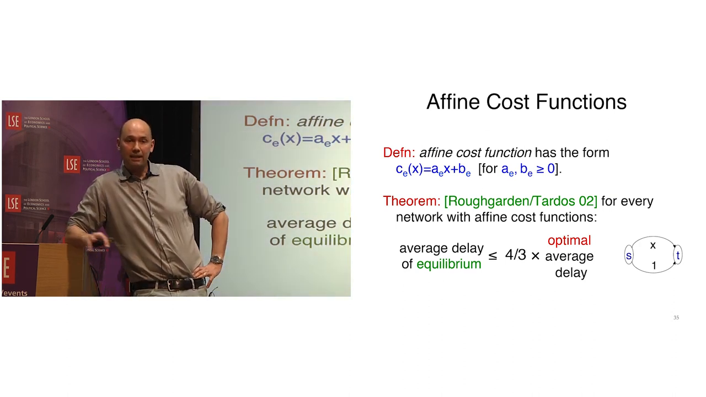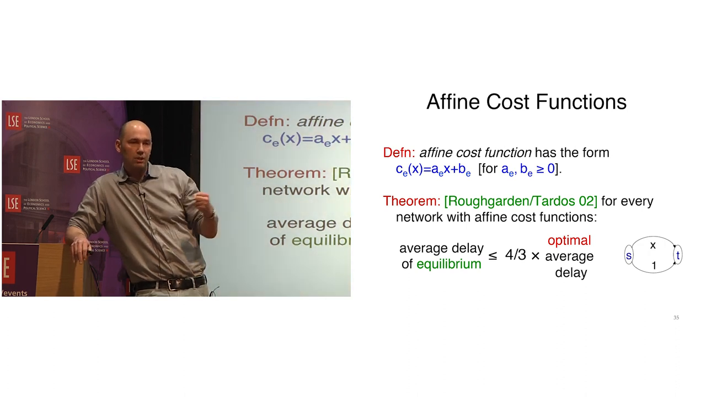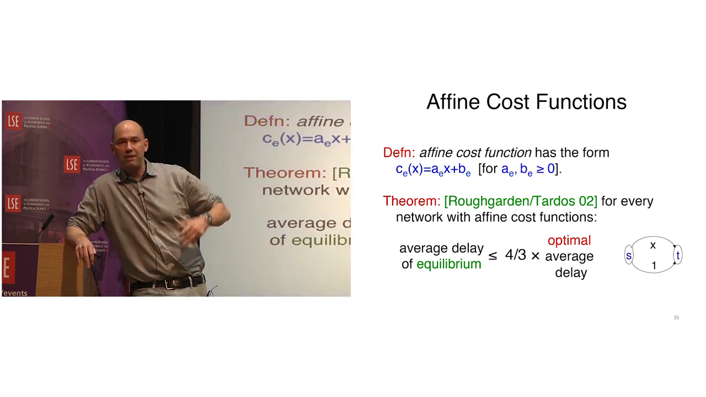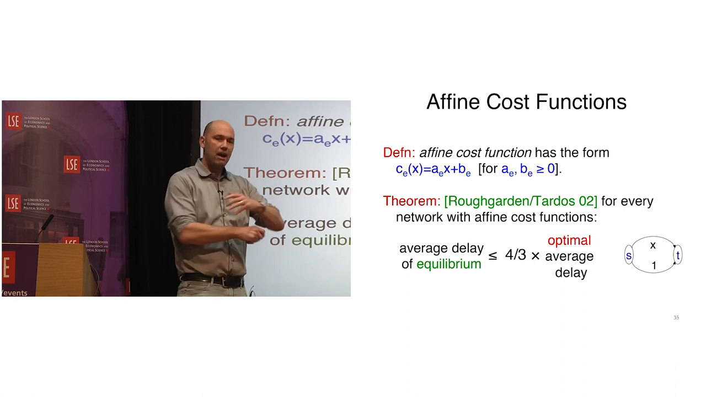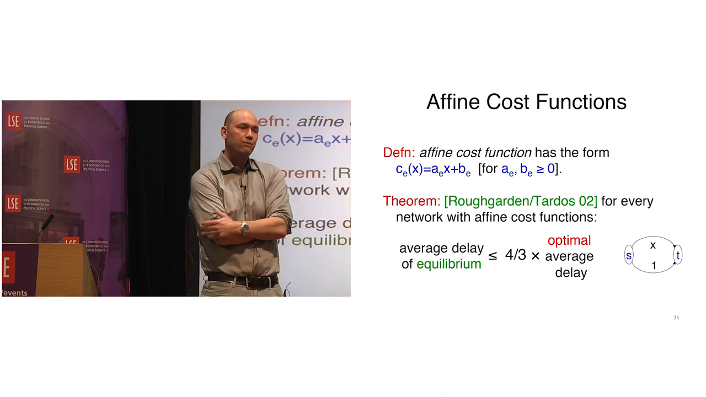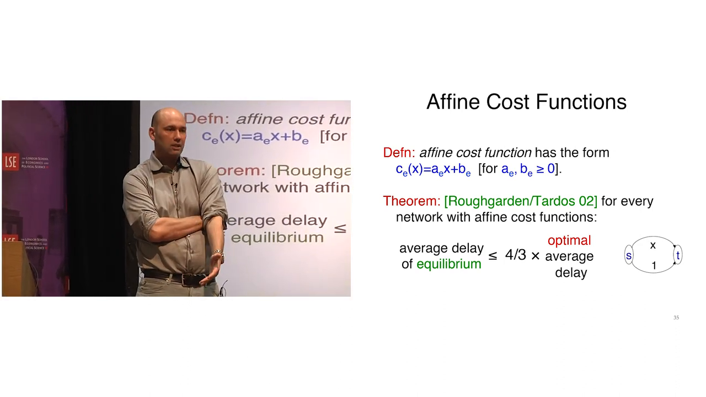So you can consider any network whatsoever, as big and complicated as you like, even with multiple origins and multiple destinations. It is important that all of the cost functions have the form ax plus b, where a and b are non-negative. So these are called affine cost functions. That generalizes the zeros and x's and ones we were seeing in the examples. But if you have affine cost functions, it does not matter how big and complicated the network is, the price of anarchy is never bigger than 4/3. Pigou's example and Braess's paradox, that's as big as it can be.